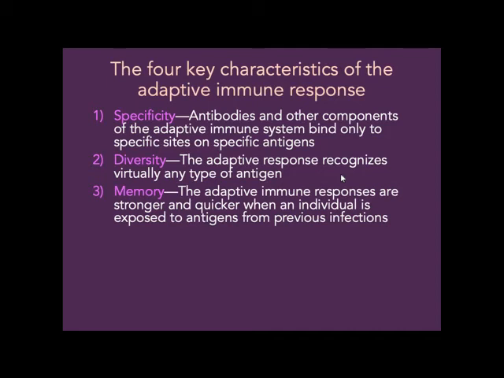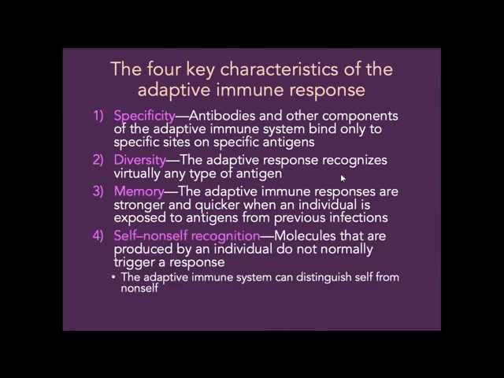Memory. So adaptive immune responses are stronger and quicker when you've been exposed to an antigen before. So the second time you encounter an antigen you've been exposed to before, your immune response is going to be faster and stronger. And then the fourth component is non-self recognition. So the molecules that are produced by an individual don't usually trigger an immune response, right? We're not supposed to respond to our own cells, only to invading cells. So the adaptive immune system has to be able to distinguish between self and non-self.